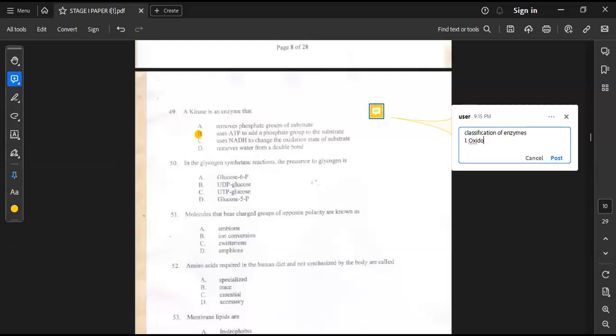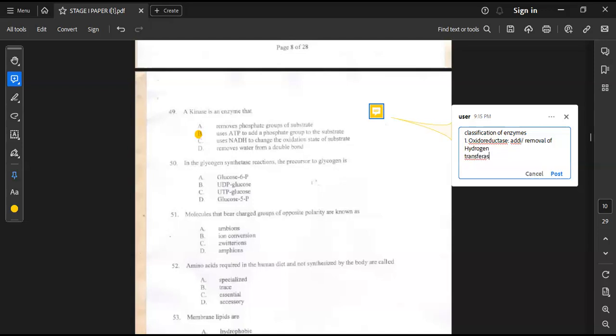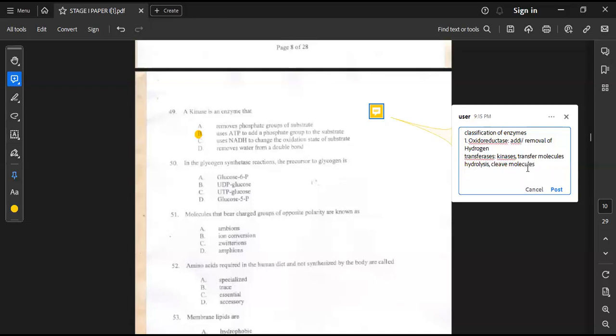oxidoreductases, whereby they work by an addition or removal of hydrogen from a compound or molecule. Then we would have transferases. The transferase is where our kinases come in because they transfer another group apart from hydrogen. Then we have the hydrolases. The hydrolases cleave the molecule with an addition of water. Then we have the lyases. The lyases cleave the molecule, but they don't have anything to do with an addition of a water molecule.